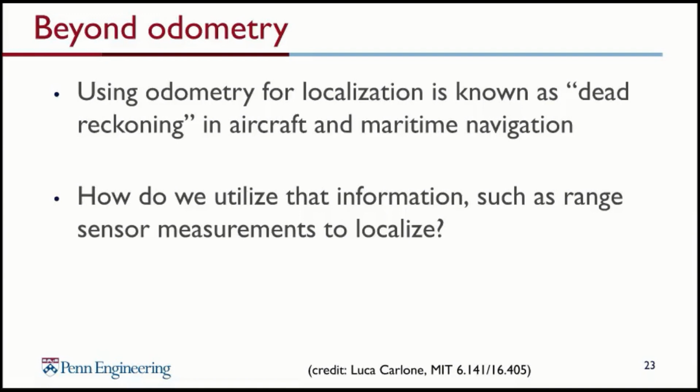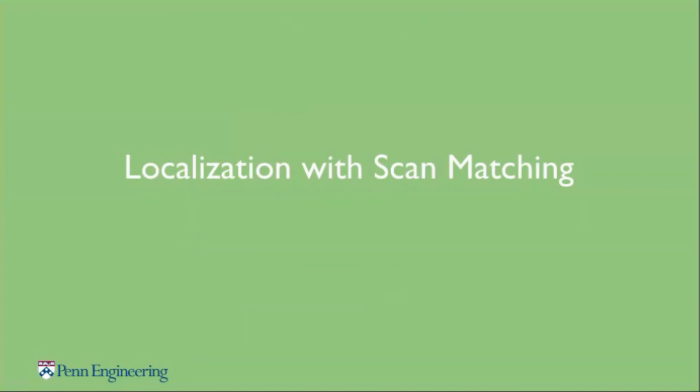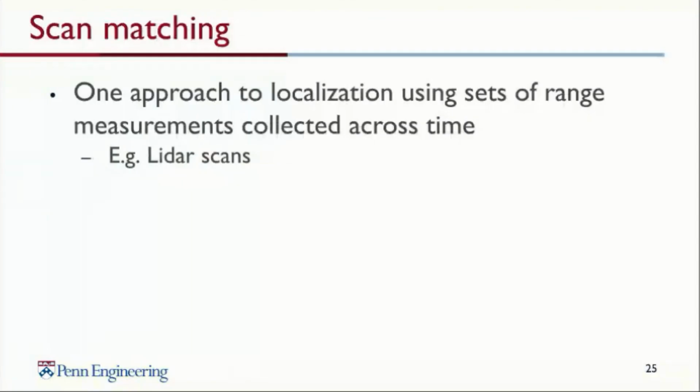Using odometry for localization is known as dead reckoning in aircraft and maritime navigation. And many approaches have been explored to overcome some of the limitations that we've seen of open loop estimation. One of the basic approaches is to utilize another source of information. In our case, we have range sensor measurements provided by LiDAR, which are extremely accurate compared to the inertial sensors, such as the IMU. This brings us to the next approach explored in this lecture, which utilizes scan matching, which we cover next.